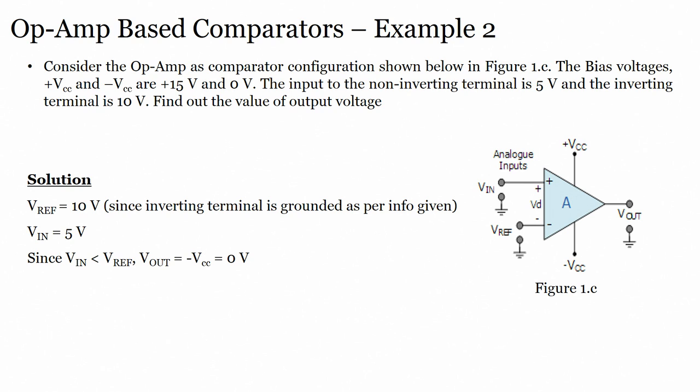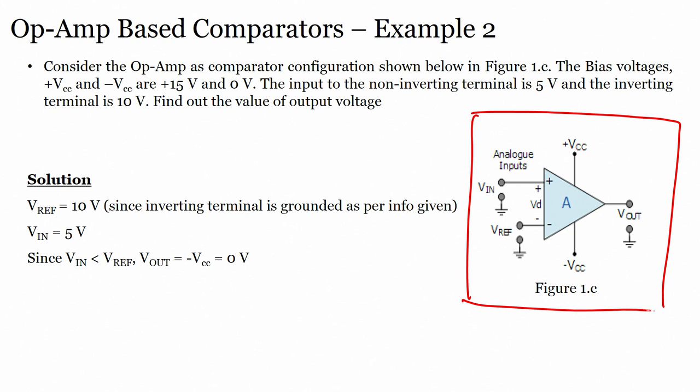In this case, another circuit, and the circuit is the same. Here, how much are you applying for plus VCC? Plus VCC and minus VCC are plus 15 and 0 volts.